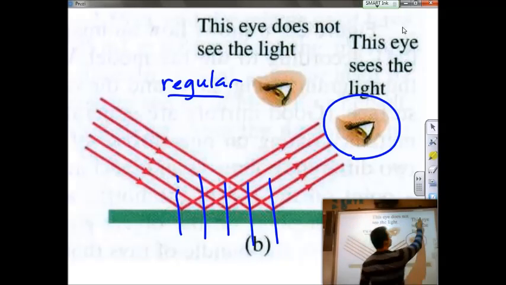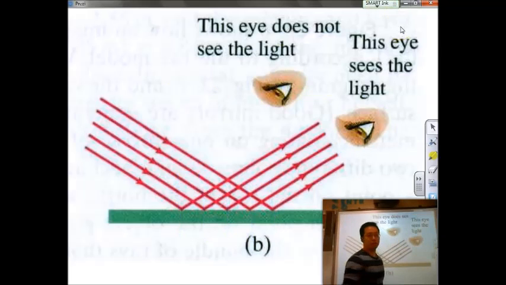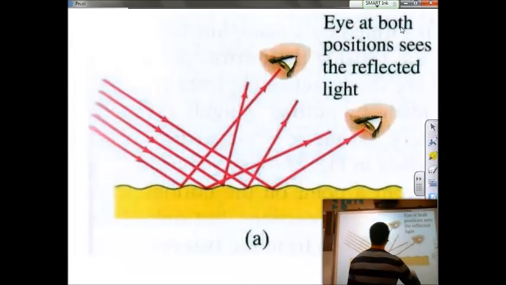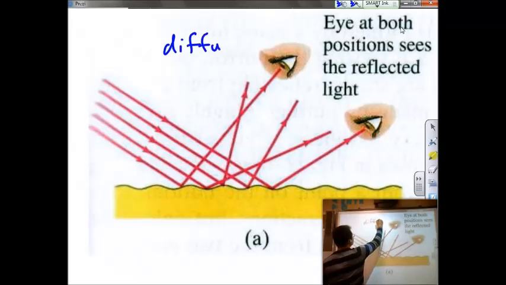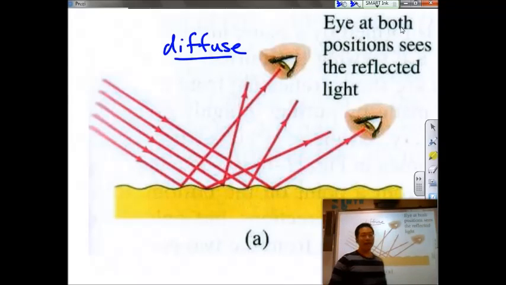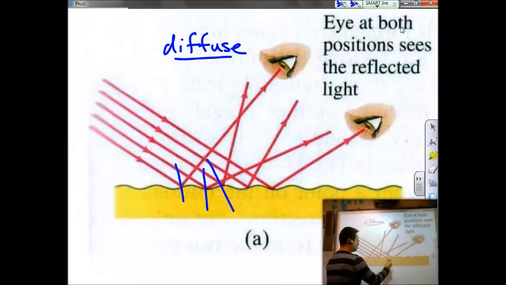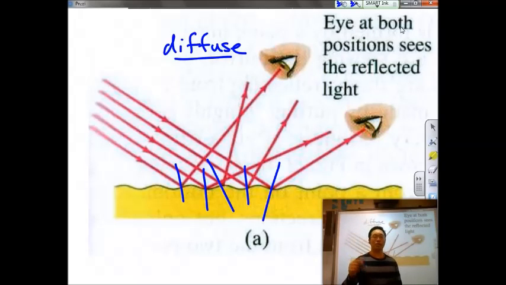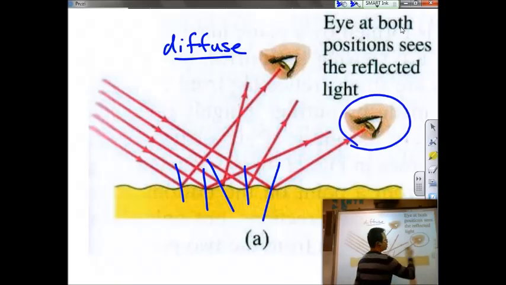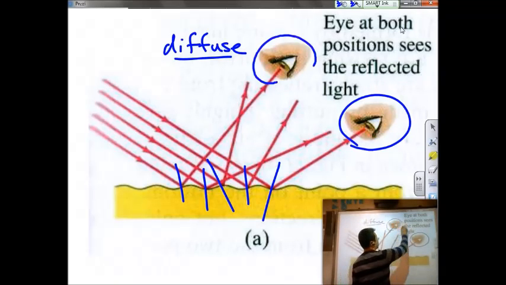This is different than diffuse reflection. When we talk about diffuse reflection, the surface is bumpy, and because it's bumpy, the normal line is different at each location. It might look like this over here, and it's going to be completely different depending on what the surface is. But because of the rough surface, the light is going to reflect in all different directions. And because it reflects in different directions, a person at one location is able to see it, and someone at a different location is able to see it as well.